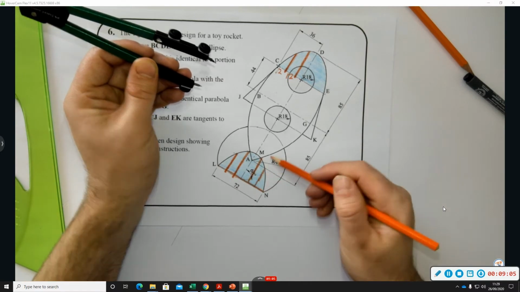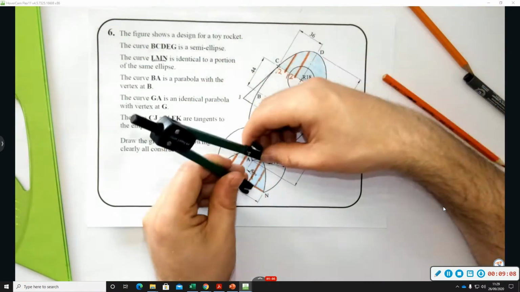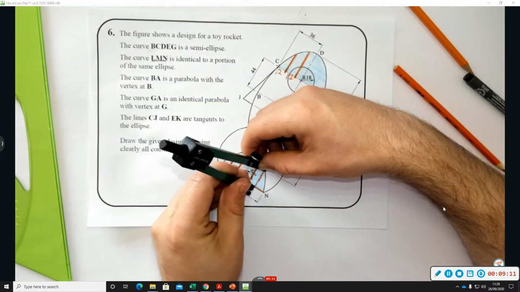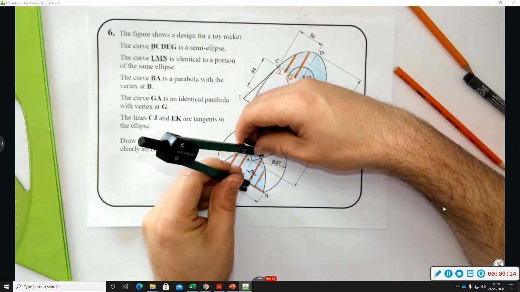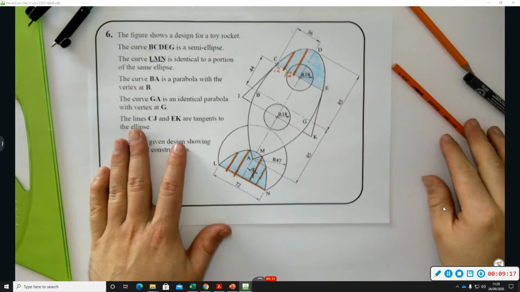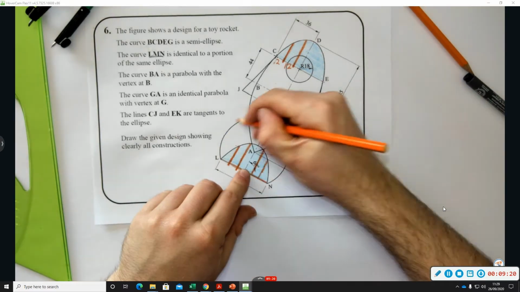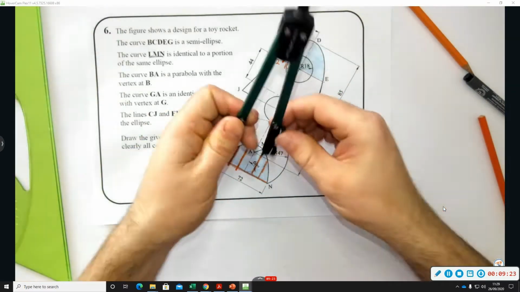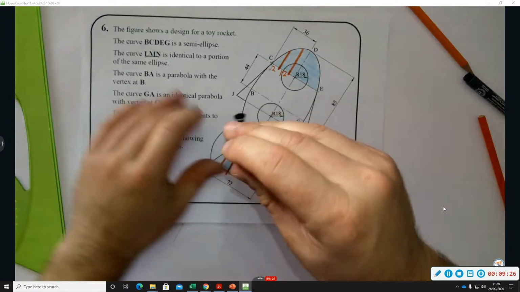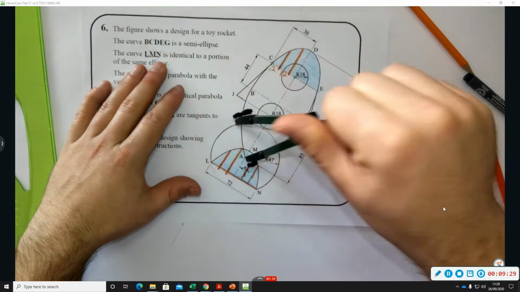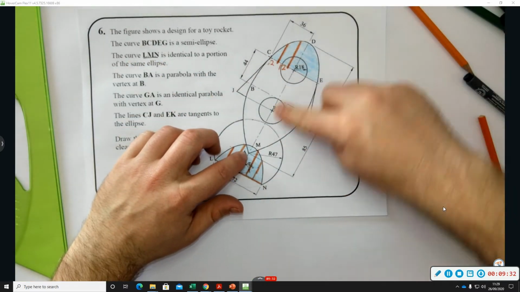So 3 equal divisions, and you plot your first. You can take your first one here, mark it in. Second one, mark it in. Now the question is, just how do you get points L and M? Well, there's a radius 47 circle here, so you draw in a radius 47 circle. It's from the end of the major diameter of the ellipse, so it's 85 from the center.